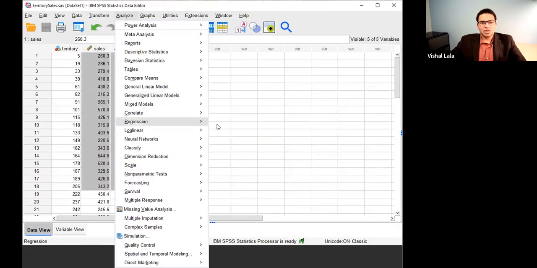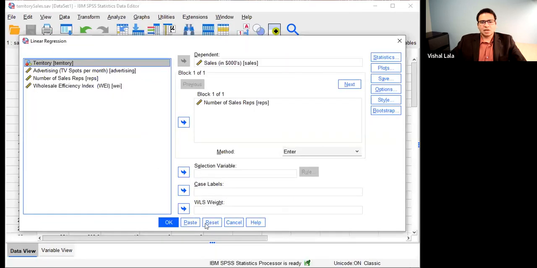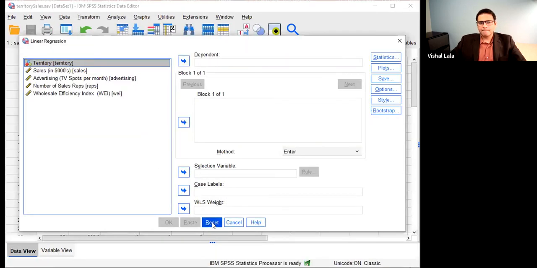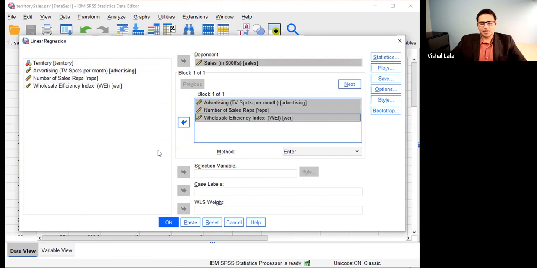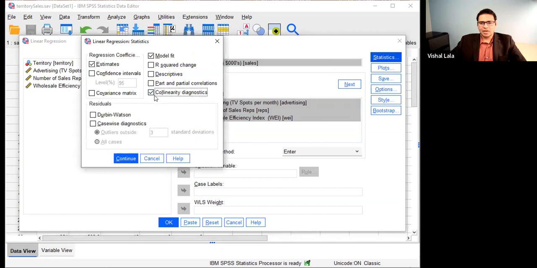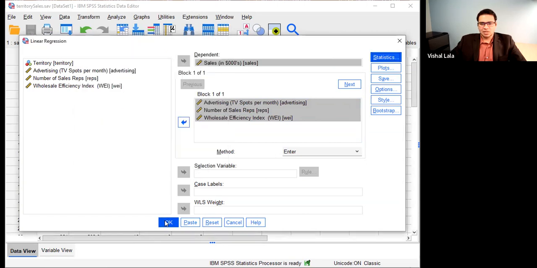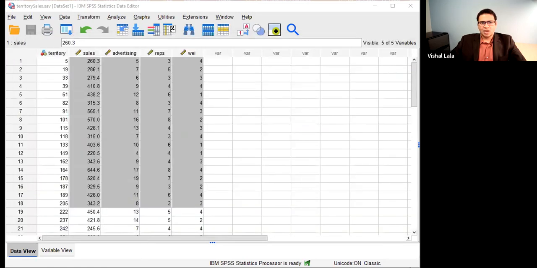Analyze, regression, linear. First things first, clear the screen. Move sales into dependent, and then we'll move all three of these to independent. Now, the next thing I'm going to do that's different from before, in addition to the fact that we're using three variables, is we're also going to check for the potential threat of multicollinearity by checking for collinearity diagnostics under statistics. Having done that, we can now examine our output.